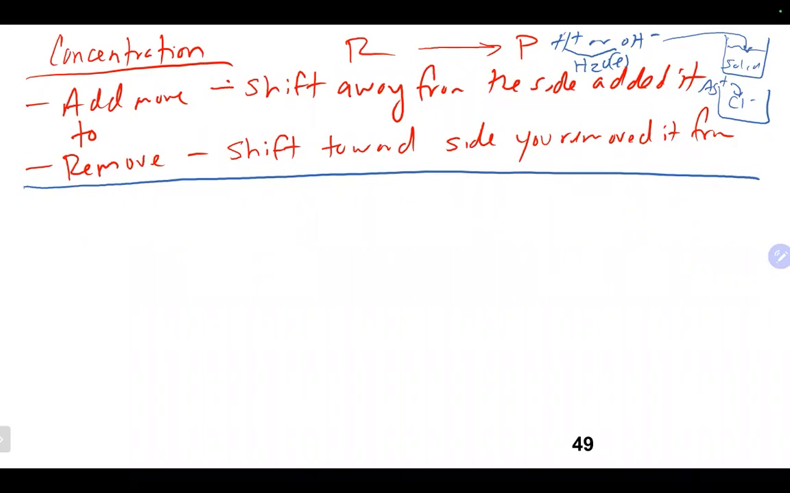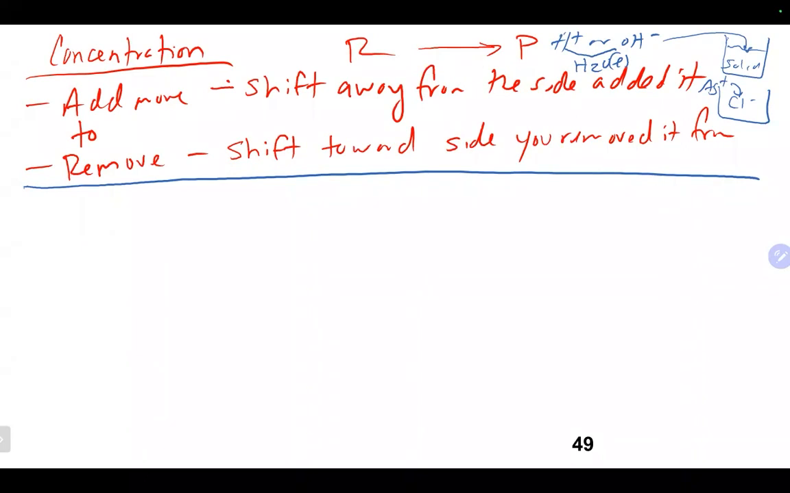So again, that would be like removing. Those are the two common ways you could remove something from a solution: make a solid by adding something else that's not there in the reaction, or add something to form water, which is typically an acid or base in that particular case.